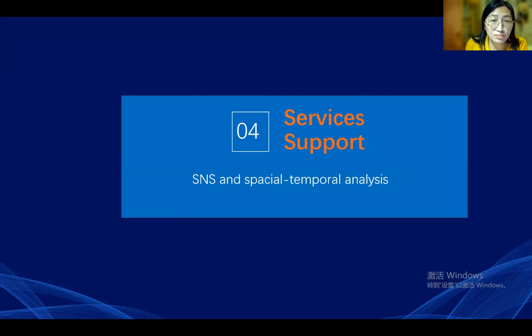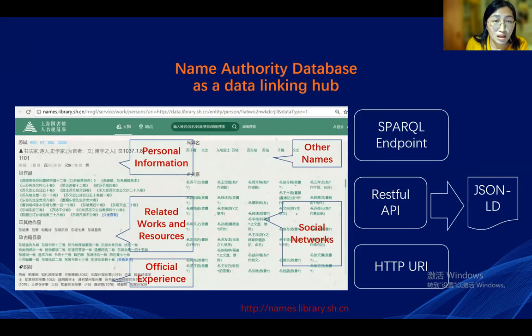Finally, I will share some interesting use cases about the services that the basic knowledge bases with entities support. Every basic knowledge base with entities can be taken as a data linking hub. The name authority database with person entities is a good example. Every person entity has rich relations with the other entities, and the system provides APIs for all service applications and the tools of the service platform.